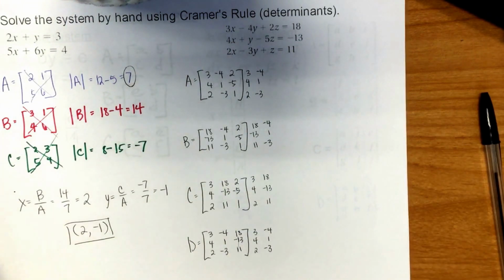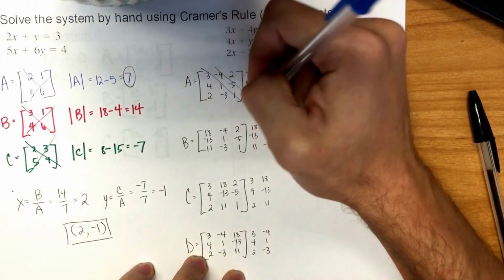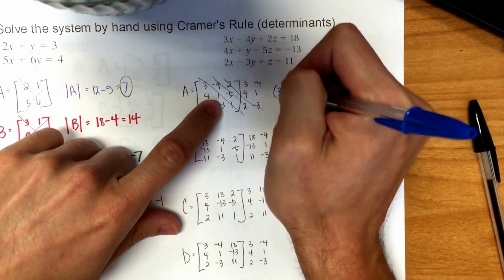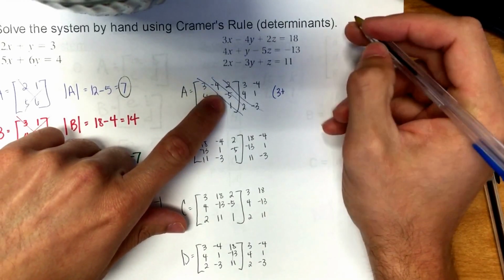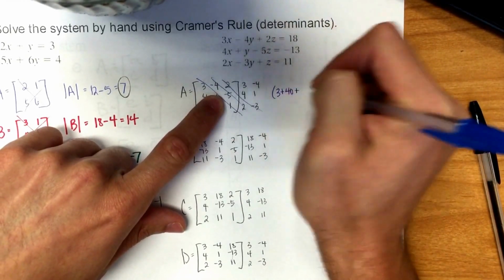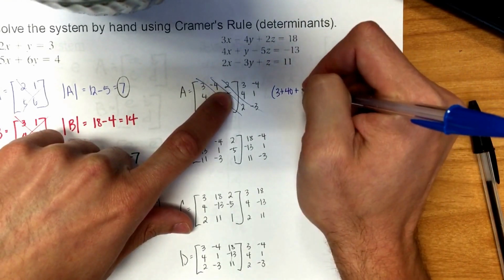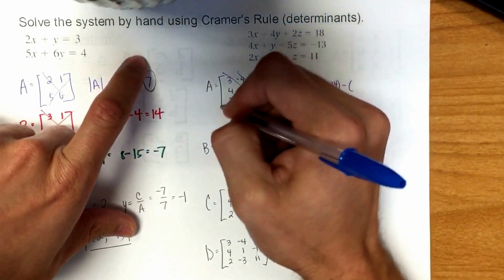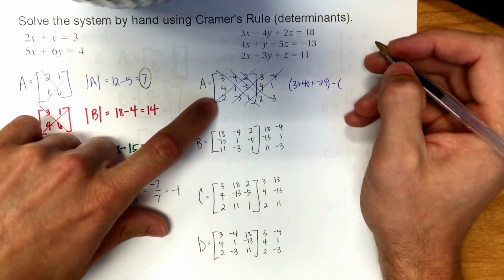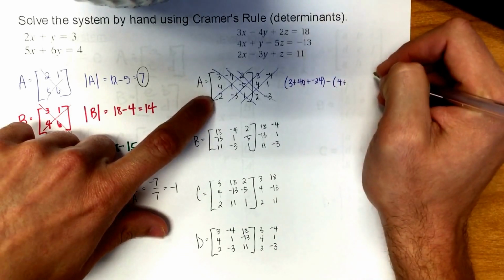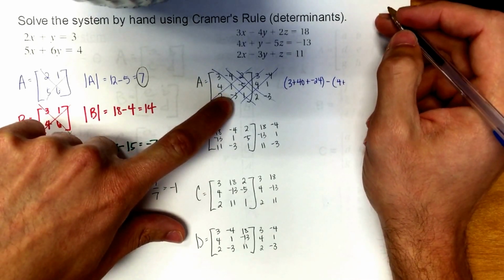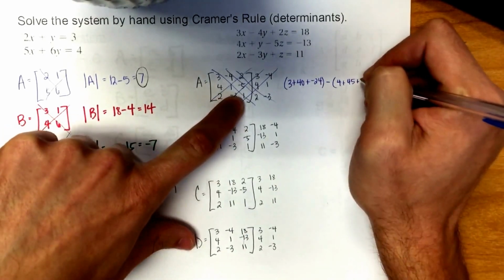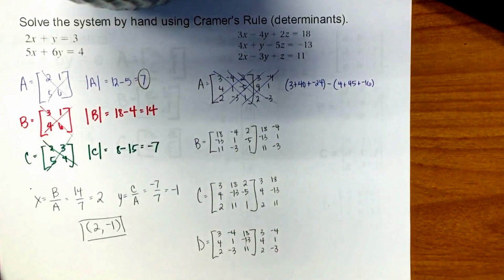So as I go through and start multiplying, diagonal, diagonal, diagonal. If I multiply the first diagonal, 3, 1, and 1 gives me 3. -4, -5, and 2 gives me 40. 2, 4, and -3 gives me -24. You're then going to multiply up the diagonals. First diagonal, 2, 1, and 2 gives me 4. -3, -5, and 3 gives me 45. 1, 4, and -4 gives me -16.